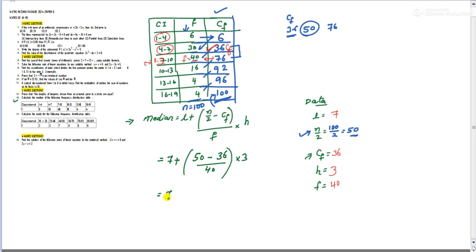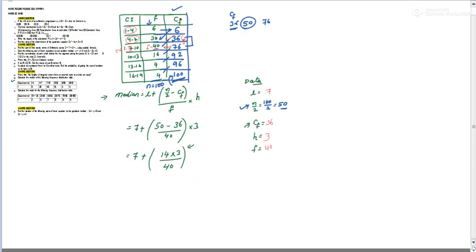So 7 will remain as it is. Here is the main work. What is 50 minus 36? It is 14, and 14 into 3. Write it here, divided by 40. Now you have to solve this one first, the one which is in the bracket. Most of the students will make a mistake in this step itself.